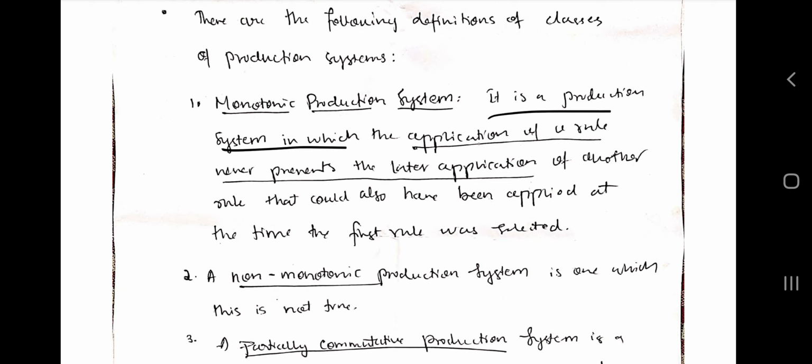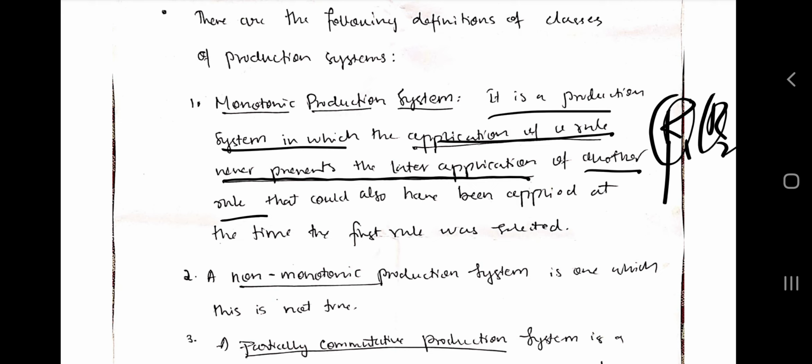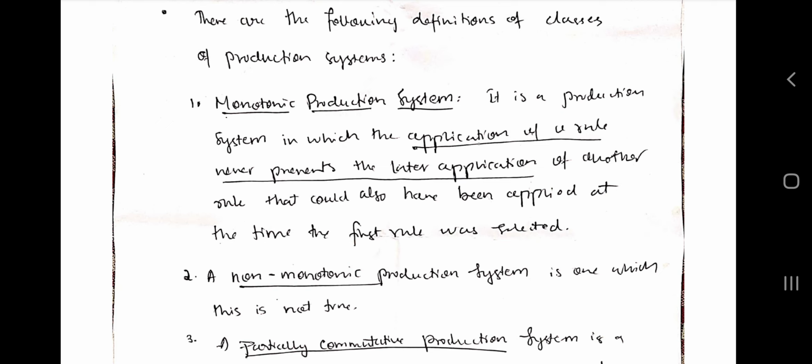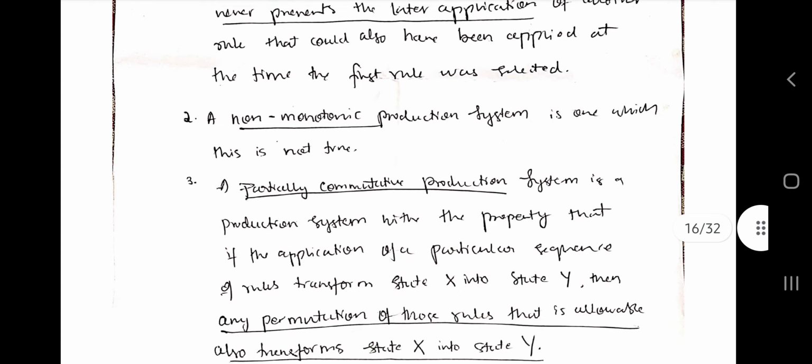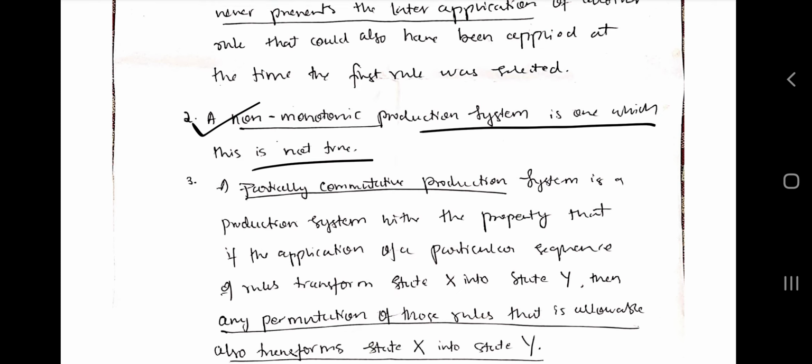A monotonic production system is one in which the application of a rule never prevents the later application of another rule. It is independent, meaning whatever rule you choose, rule 1 or rule 2, it will not prevent another rule which could be chosen at the same time. If they were dependent, choosing this one would stop you from choosing that one. But they are independent. Whenever you hear the word monotonic, the first thing that should come to your mind is independent. Non-monotonic is dependent. Simple. 50% done.